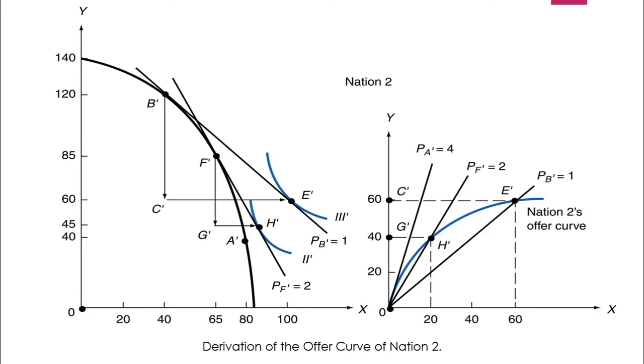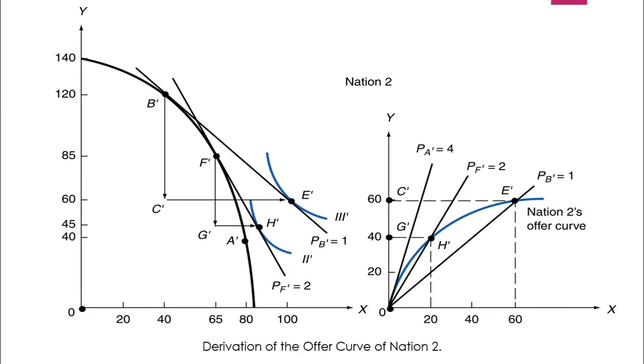of commodity X when the terms of trade is denoted by PB dash. And here in the figure on the right hand side, point E dash shows the combination of exports and imports when the terms of trade is denoted by PB dash is equal to 1.